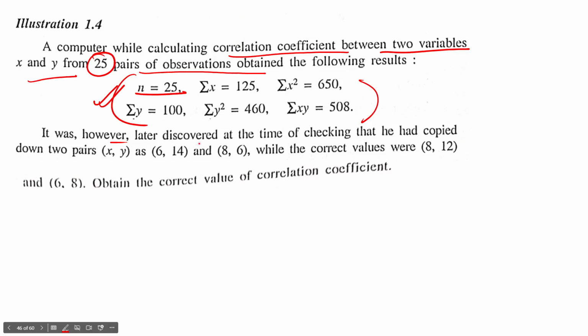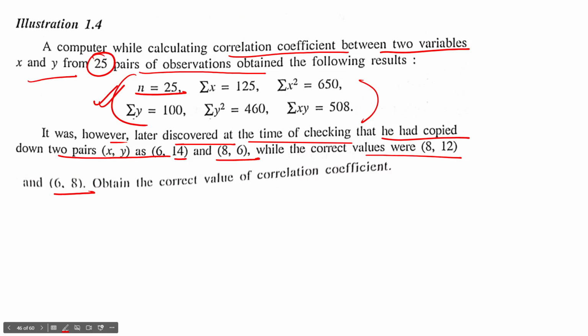Now it was, however, later discovered, after some time, at the time of checking, that it had copied down two pairs as 6, 14 and 8, 6, while the correct values were 8, 12 and 6, 8.